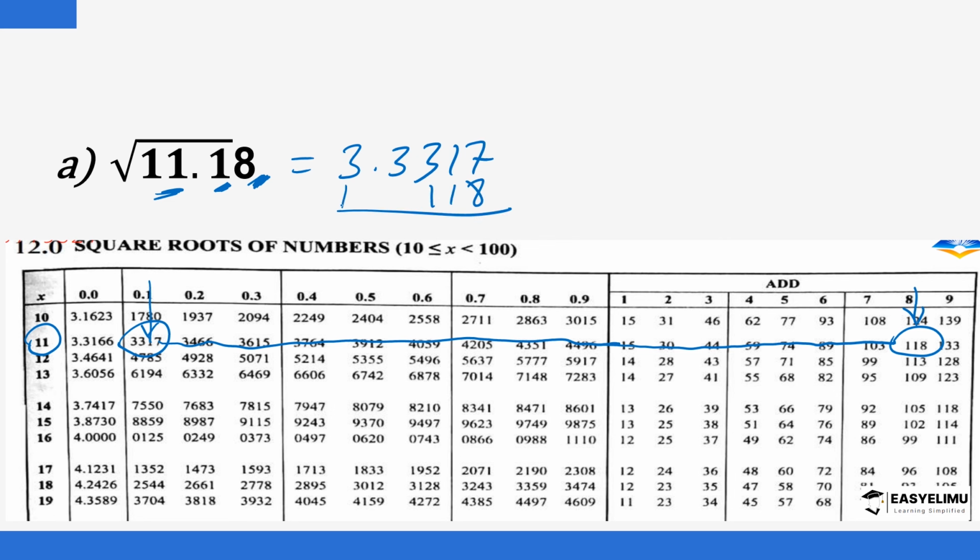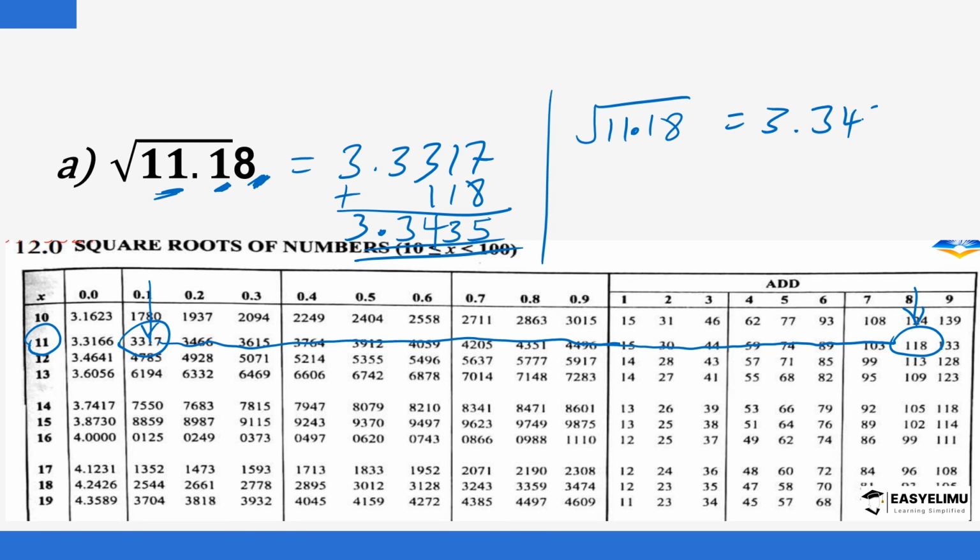So if you add 118, I will have 7 plus 8 is 15. So 5 carry 1. This is 3, and then this one is 4, and then this is 3, and then we have 3. So what this means is that the square root of 11.18 should be equal to the answer that we have obtained here. So that is going to be 3.3435. Take note of how we are doing that.